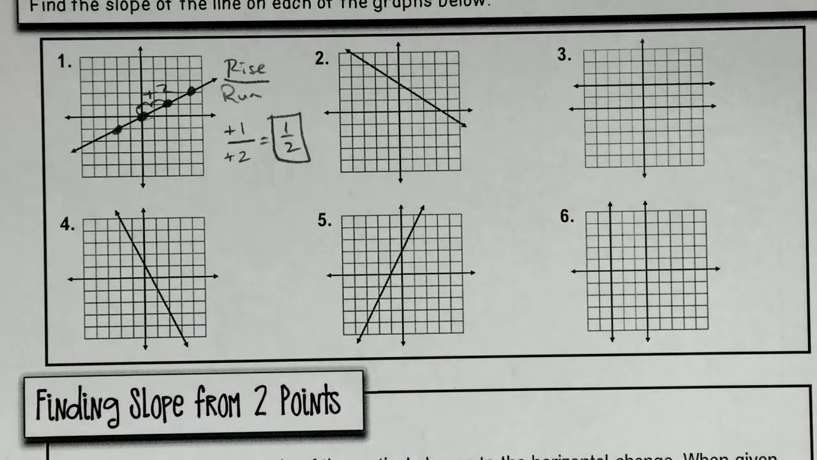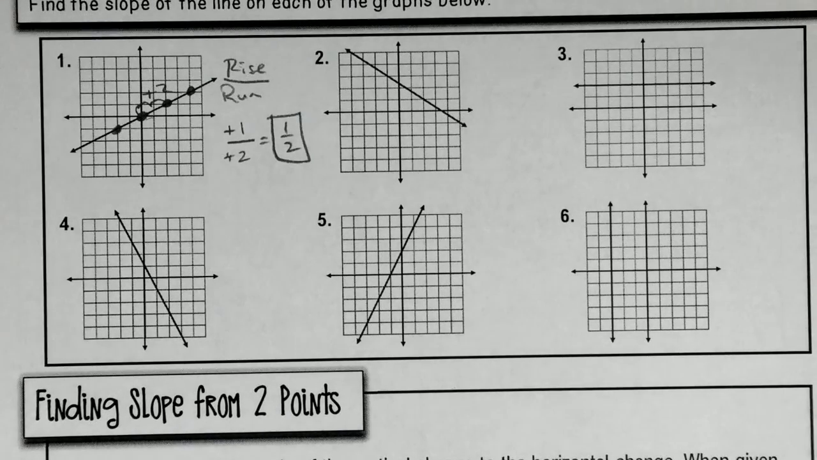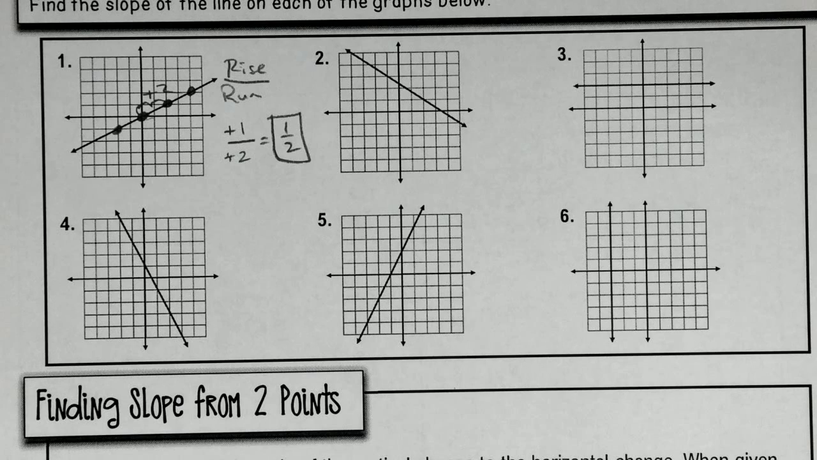Hayes, you there? Yes. Hayes, which one do you want to do? 2, 3, 4, 5, or 6? Can we do 3? 3? Okay. What did you get? What's your slope? There's not really a slope. There is a slope.